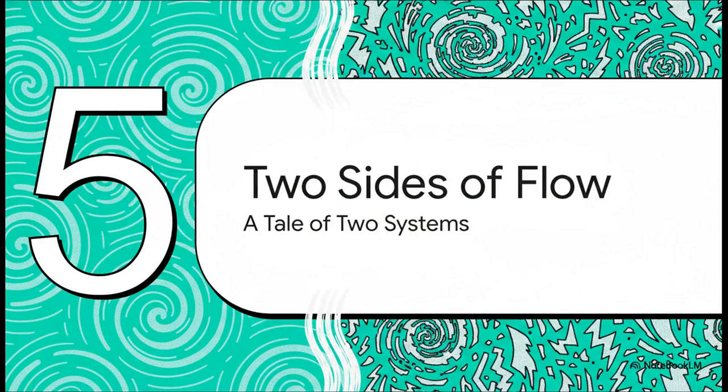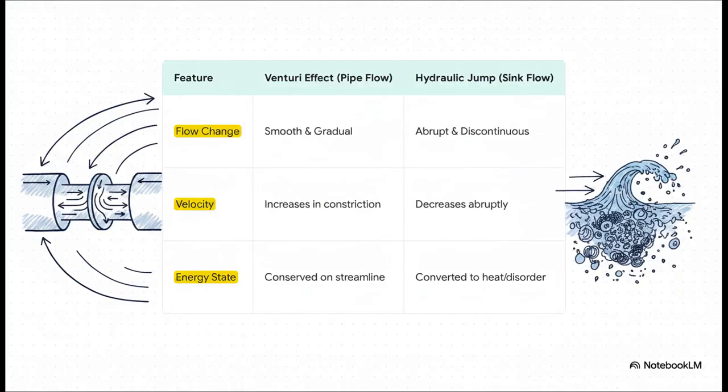All right, so let's pull all this together now. Let's put these two totally different behaviors right next to each other and see how they stack up. We've got the smooth flow, and we've got the shocking one. Okay, let's do a direct comparison. In our pipe, with the Venturi effect, the change in the flow is nice and smooth, right? It's gradual. But in the hydraulic jump in the sink, it's sudden. It's abrupt. In the pipe, the velocity actually increases where it gets narrow. But in the sink, the superfast flow suddenly decreases at the jump.